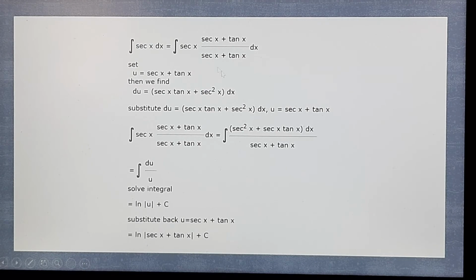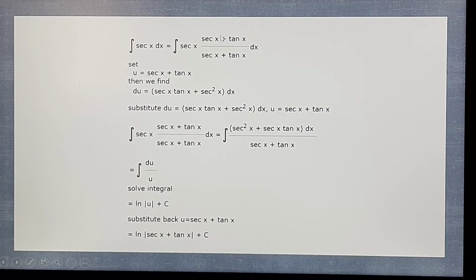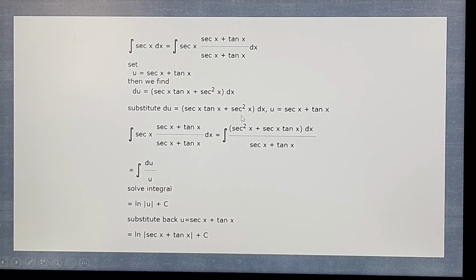This is how we find that expression. I have given it for your reference. Integral secant x dx, we multiply and divide by secant x plus tan x in numerator and denominator. Then we assume that secant x plus tan x is u. So du will become secant x tan x, derivative of secant x, plus secant square x dx. Now we substitute du is equal to secant x tan x plus secant square x dx and u equal to secant x plus tan x in this expression here.